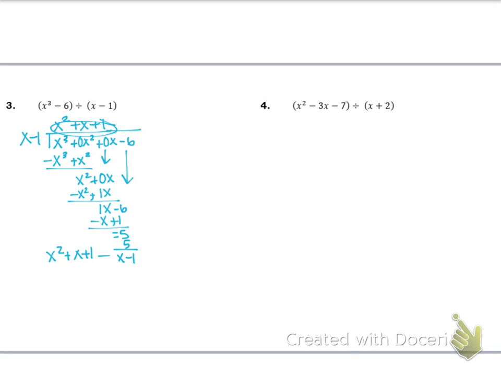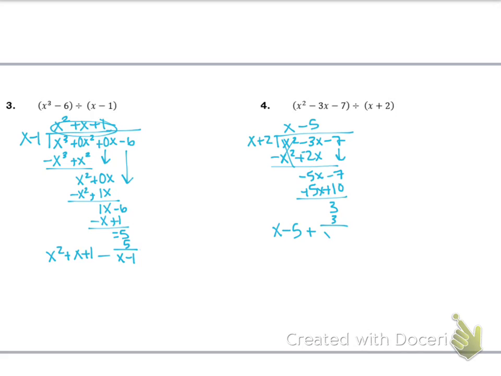Okay, my next one here, it doesn't look like I need any placeholders, so we're just doing x plus 2, x squared minus 3x minus 7. To get from x to x squared, we multiply by x. When I distribute, I get this, and then we flip all our signs. When I add going down, I get a negative 5x minus 7, so I need to multiply by a negative 5 this time. So when I distribute, I get negative 5x minus 10. We flip our signs, so I got a remainder of 3 this time. So x minus 5, it's a positive 3, so I could just do a plus 3 over what I'm still trying to divide out of it, that x plus 2.